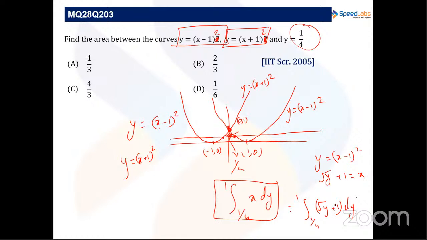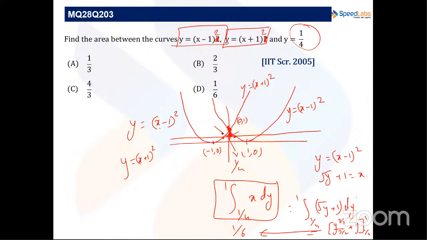On integrating this, we will get y to the power 3/2 upon 3/2 plus y, with limits from 1/4 to 1. Substitute this value and find the value. You will get it equals 1/6. Okay, simple substitution, you will get 1/6. So 1/6 is the area in this first quadrant.